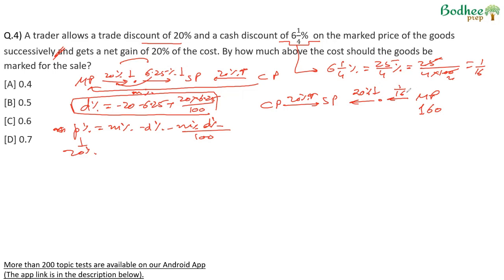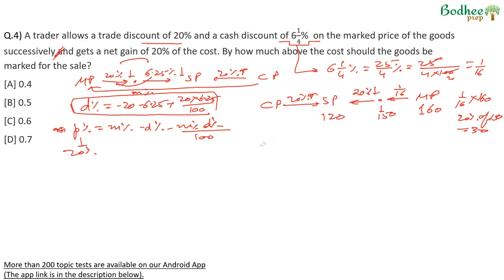Now what I'm doing is assuming one value, either here or there, CP or MP, and then solving all the values. Because I have to calculate 1/16, I'm taking the value of marked price as 160. It is easy to calculate 1/16 of 160. 1/16 of 160 is 10. Subtracting 10 from here, we get this price is 150. 20% of 150 is also easy to calculate. 20% of 150 is 30. Subtracting 30 from 150, we get the selling price is 120.